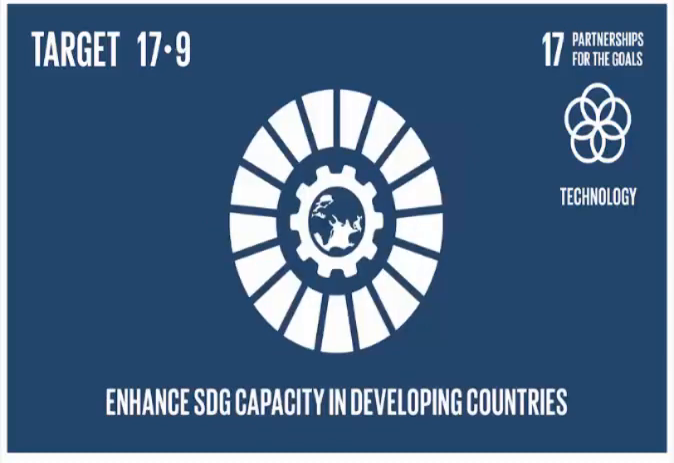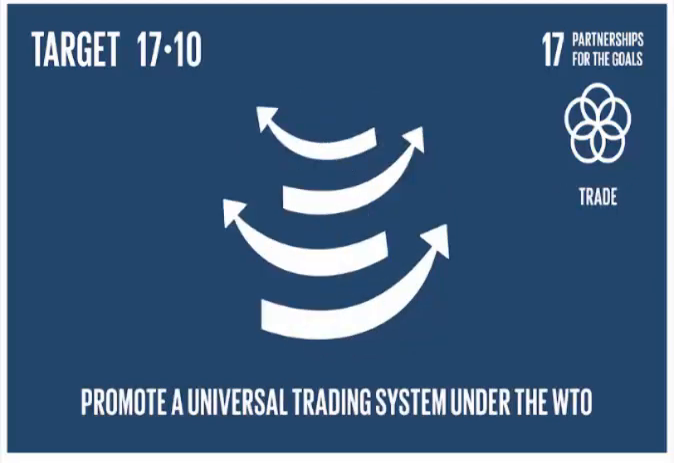Target number 9. Enhance international support for implementing effective and targeted capacity building in developing countries to support national plans to implement all Sustainable Development Goals. Target number 10. Promote a universal, rules-based, open, non-discriminatory, and equitable multilateral trading system under the World Trade Organization, including through the conclusion of negotiations under its Doha Development Agenda.